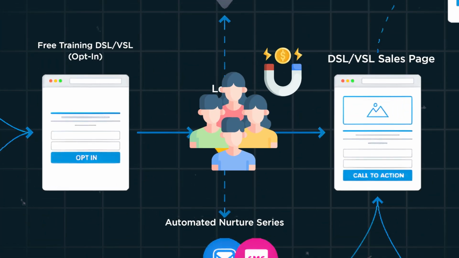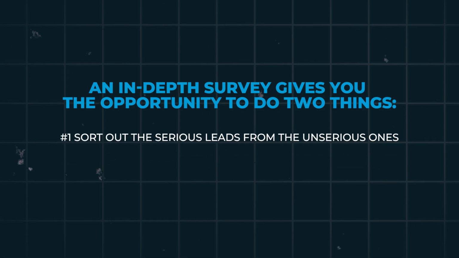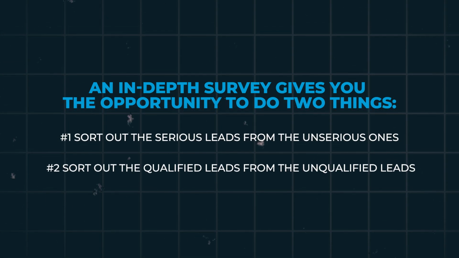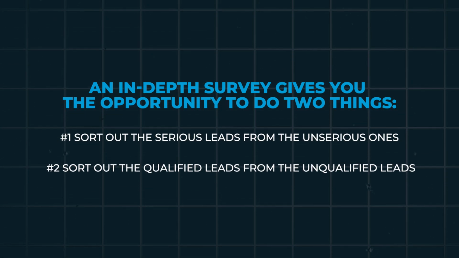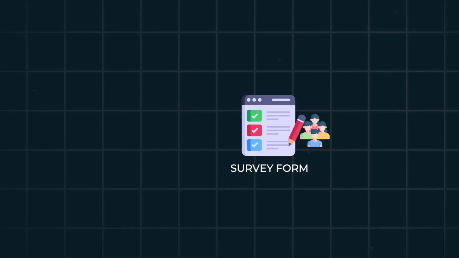So our solution to this is after they complete that initial lead form, prompt them to complete a more in-depth survey or application. This is your opportunity to do 2 things. Number 1, sort out the serious leads from the unserious ones, and number 2, sort out the qualified leads from the unqualified leads.